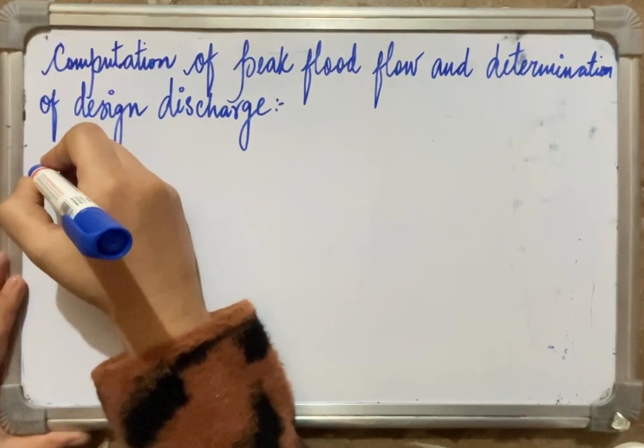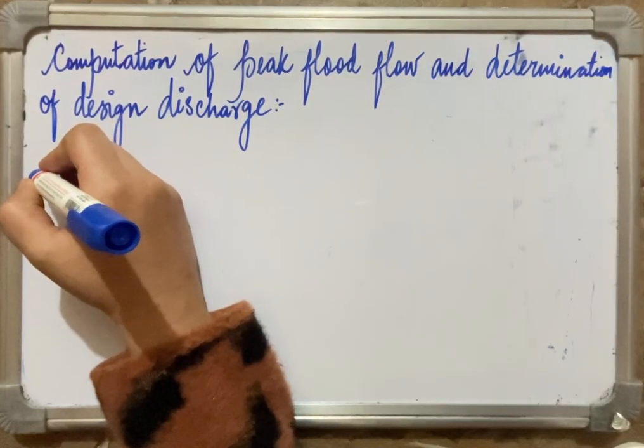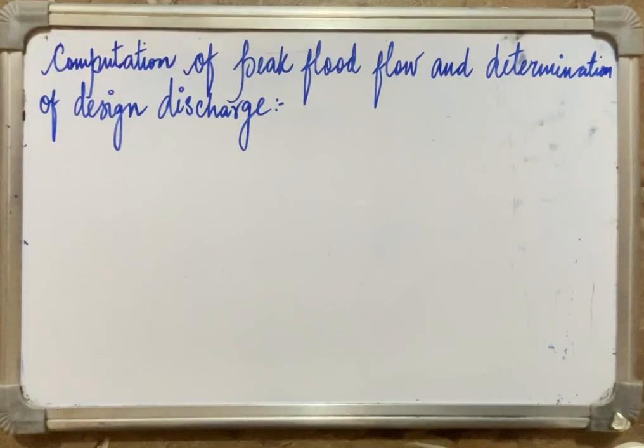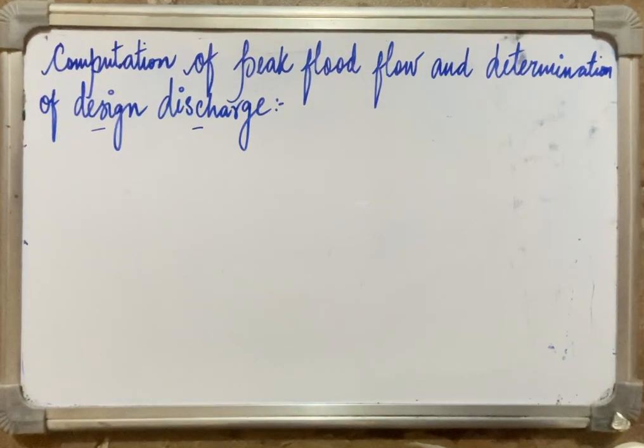Since we are dealing with hydrological and hydraulic design of bridges, we studied in the previous video lecture that in hydrological design, we have to assess the amount of water that is going to come on that particular bridge site where we are designing a bridge. So we have to calculate our design discharge, all right?